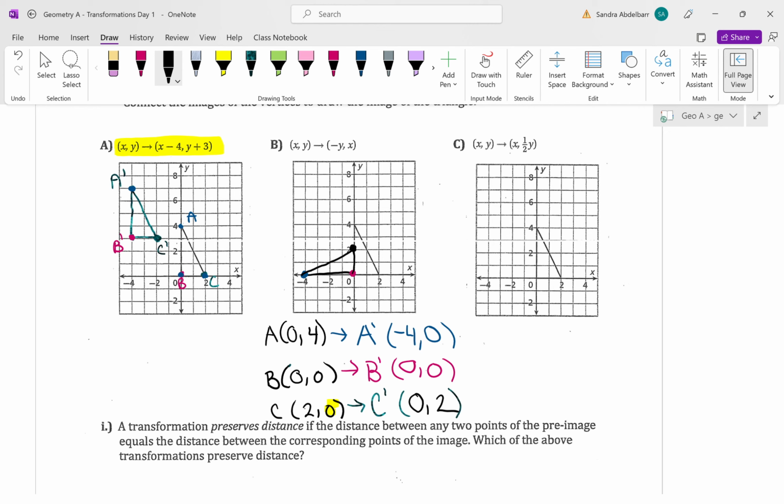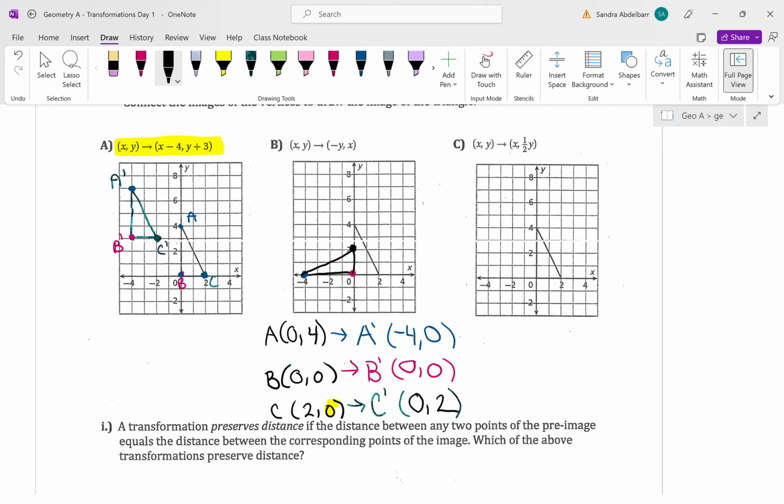Now let's see what happens when it says (x, y) yields (x, half y). What do you think that rule means? Well, are we doing anything to the x coordinate? No, so it means keep the x coordinate the same. What do you think half y means? Take the y coordinate and divide it by 2.